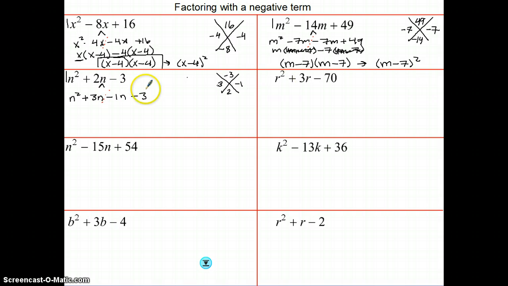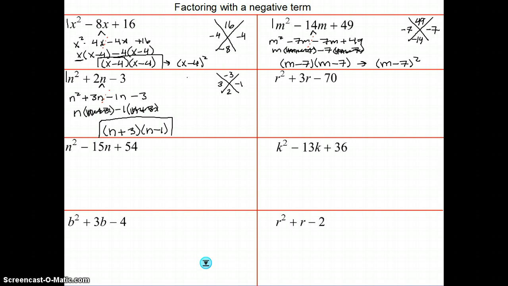Looking at the left, I see a greatest common factor of n, leaving me with n plus 3. And from the right, I bring down my negative, and the only thing these have in common is a 1. So factoring out a -1, I'm left with n plus 3. Factoring out that n plus 3, that leaves me with an n minus 1 in the second parentheses.